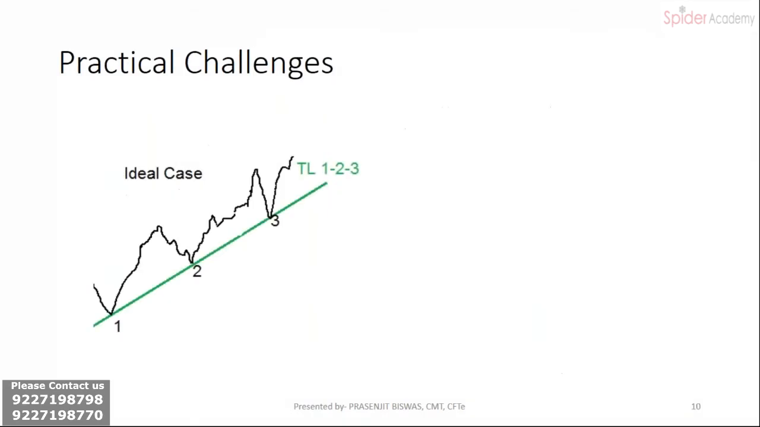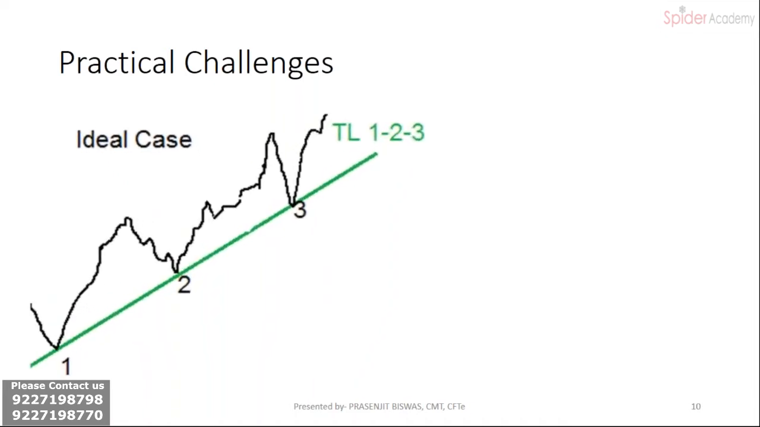Now, coming to the next part, which is the practical challenges that you will face while you are drawing trend lines. As I said, you need 2 points to be able to draw a trend line. Let's say in an ideal case, if an uptrend is there, then you would find a sequence of higher lows, and in an ideal case, the points 1, 2, and 3 will all lie in the same plane, and they will fit in very nicely. But in reality, that doesn't really happen.